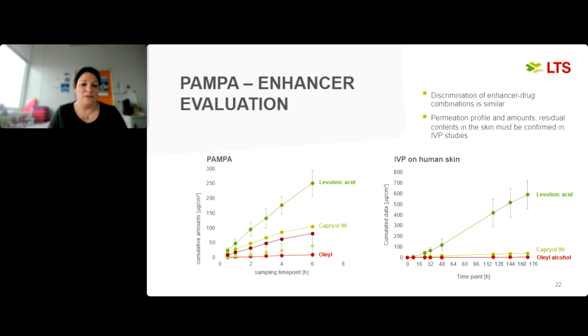So the comparison of the PAMPA results to the in vitro permeation studies is normally direct, and so we can use the best combinations of enhancers which we evaluated with the PAMPA system also for first experimental trials for the in vitro permeation studies, and then go further on with the feasibility.